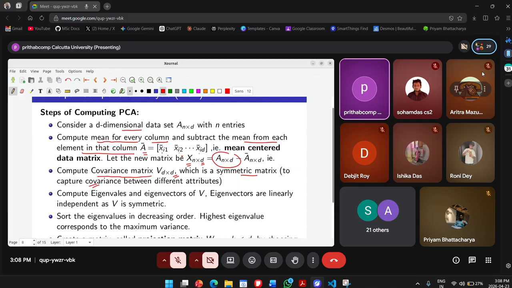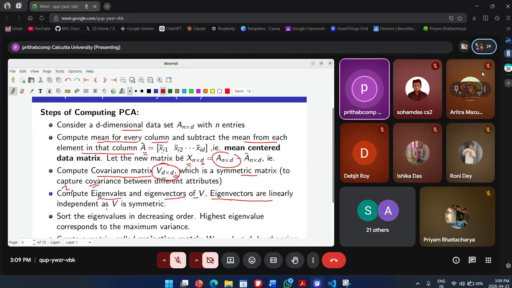Then, once you have this covariance matrix, you compute eigenvalues and eigenvectors of V. Why do you compute eigenvalues and eigenvectors? That we are going to see now. What is the reason why we compute these? Since V is a symmetric matrix, the eigenvectors are linearly independent. These properties we saw in the last class.